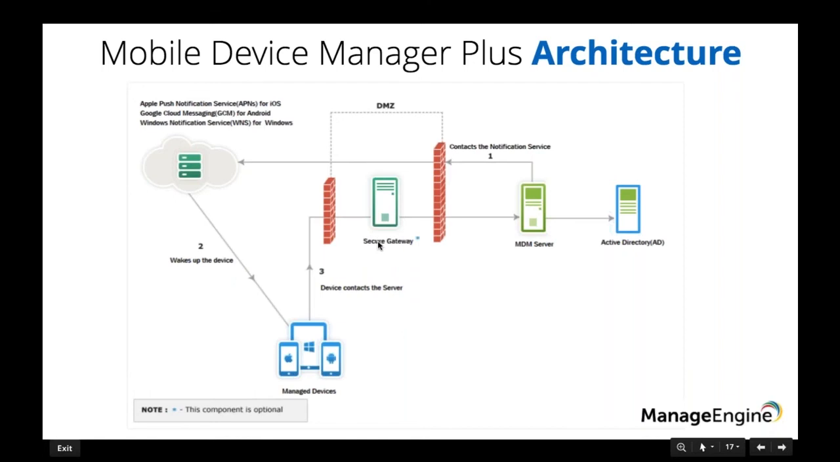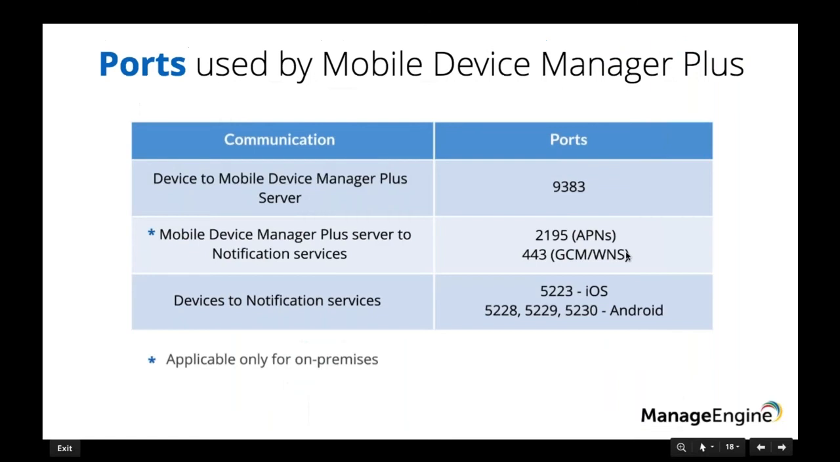As the name suggests, secure gateway ensures that all the incoming communications to the server are routed through itself before actually reaching the MDM server, thereby adding an extra layer of security. Additionally, you can also configure Active Directory for authentication purpose.